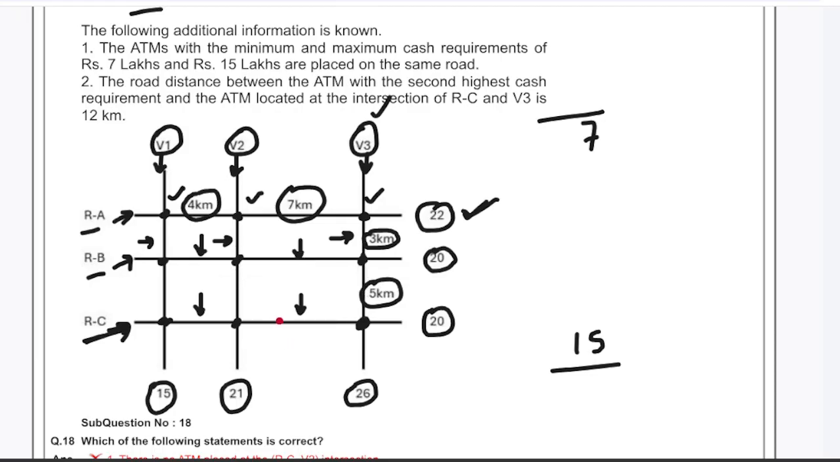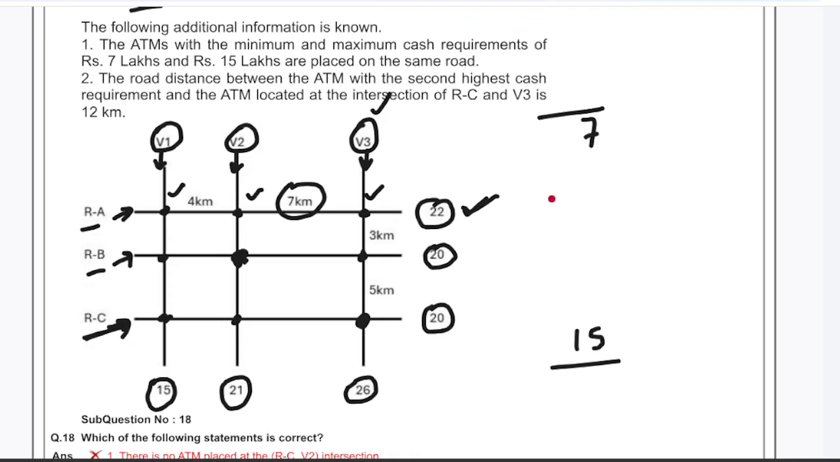That means this point is going to have the second highest number. Now what is the second highest number? That we don't know. And what is the amount at this number? That we are also not aware of. So let's try to find it out. Now after this we have the questions.